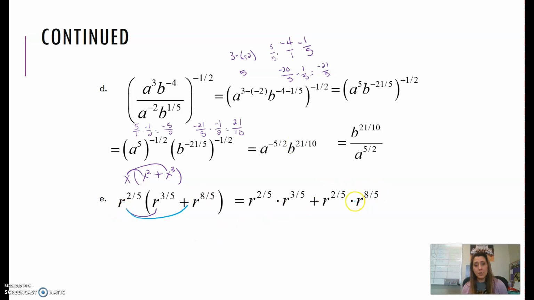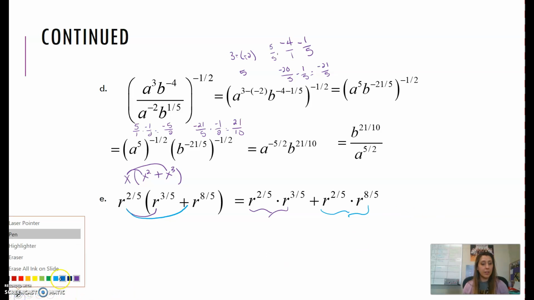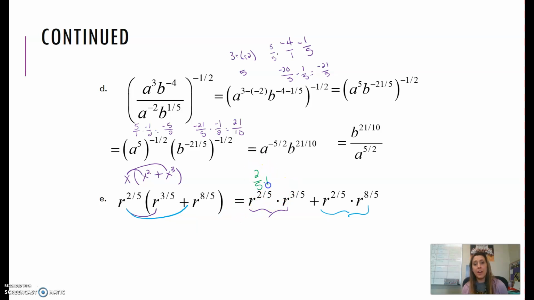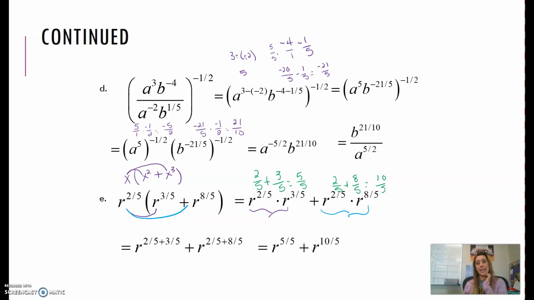So it's going to look like this. So the blue line is right here, and the purple is right here. So when we have the same base and we're multiplying, we would add the exponents. So we have 2 over 5 plus 3 over 5, which is 2 plus 3, which is 5 over 5. And then we have 2 over 5 plus 8 over 5, which is 10 over 5. Right? That's what we did there. And there's our answer. So we have r to the 5 over 5 plus r to the 10 over 5.